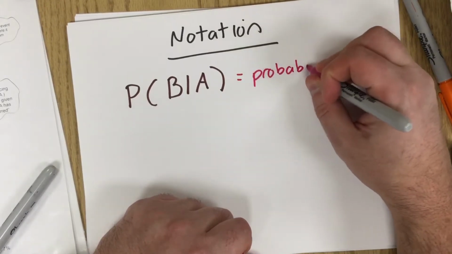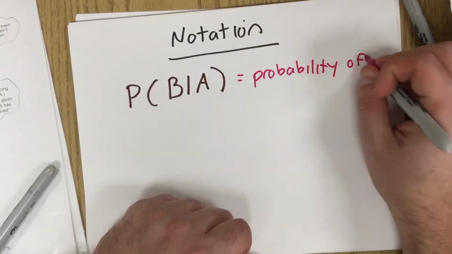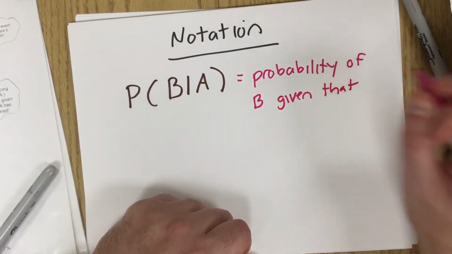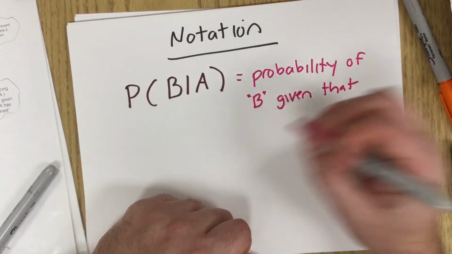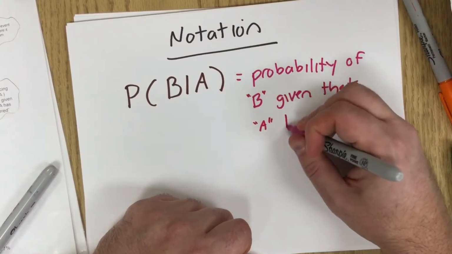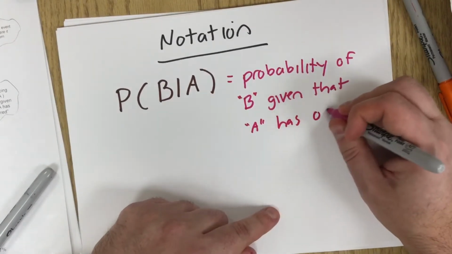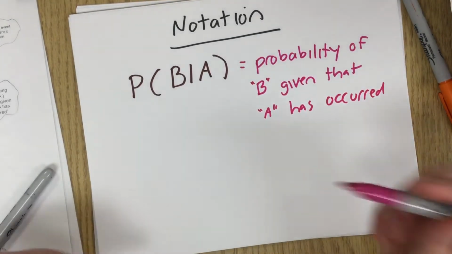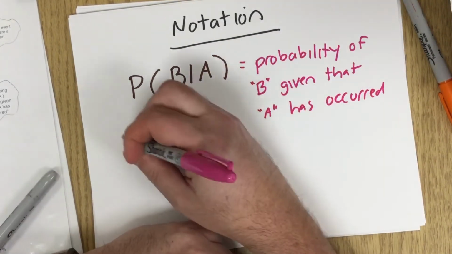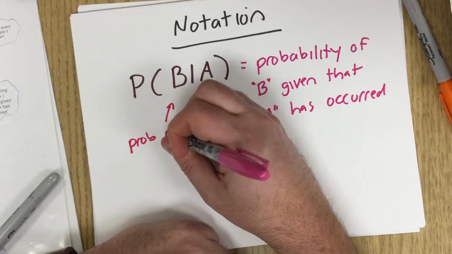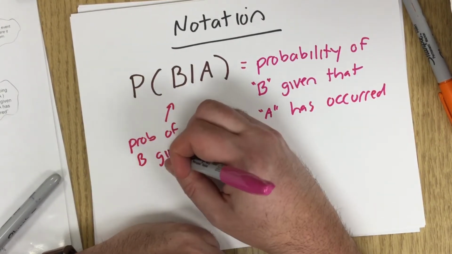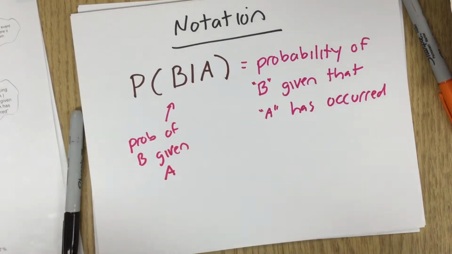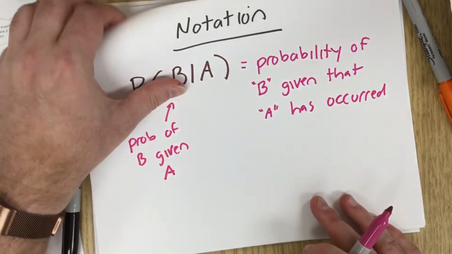the probability of B given that A has occurred. So the way we say it is we say the probability of B given A. So we want the probability of B given that A has already happened.